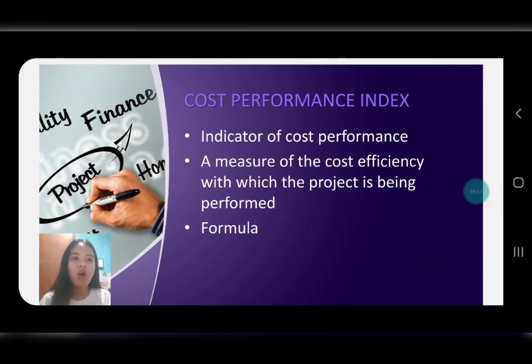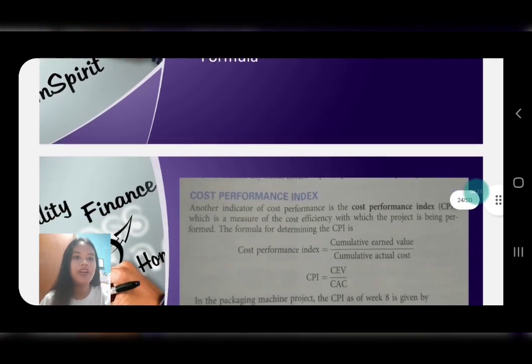So let's go with the cost performance index. The cost performance index is a measure of the cost efficiency with which the project is being performed. The CPI is the indicator of the cost performance. We have a specific formula for this, which I'm going to show you later on.